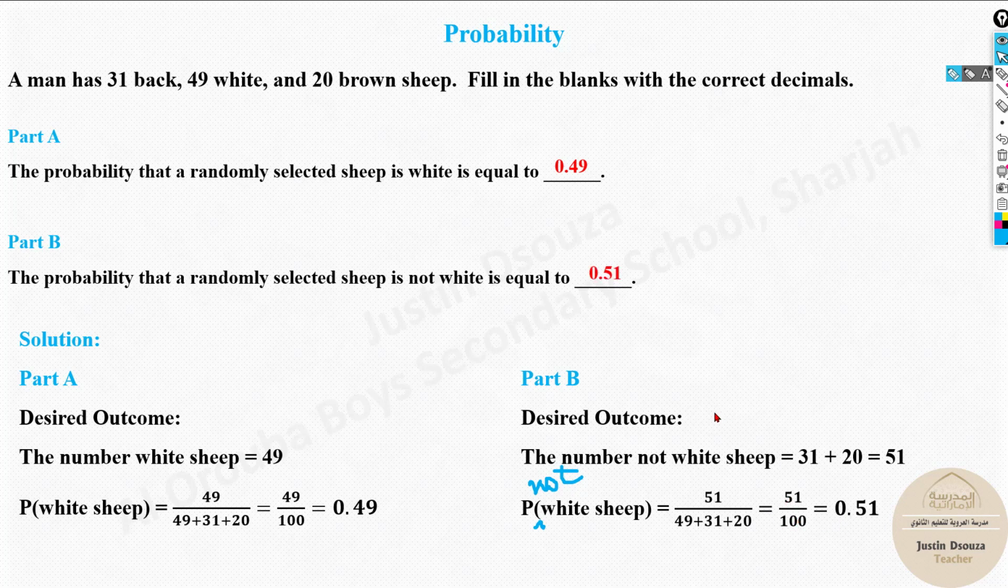So it is very simple to solve these problems. Just see what they are asking you for, then write that as the desired one, and then you must just count the total. Desired outcome divided by the total outcome is the probability.